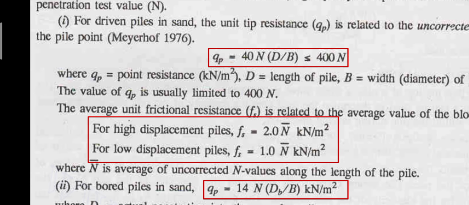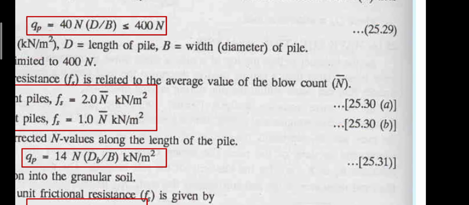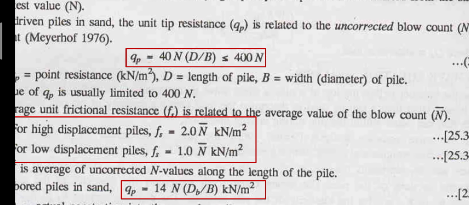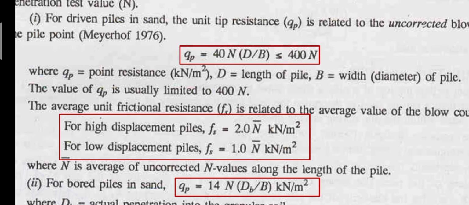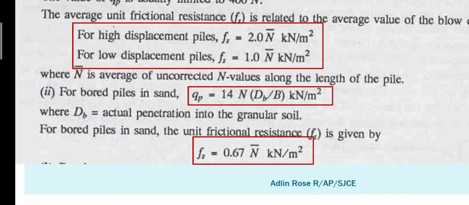There will be movement in the nearby soil, and if the displacement is very low, then we go for 1 into N bar. N bar is nothing but the average value of the standard penetration number. So 1 into N bar. If it is a high displacement pile, it is going to be 2 times N bar. And now if it is a bored pile, then we have the formula qp is equal to 14 into N into Db by B.